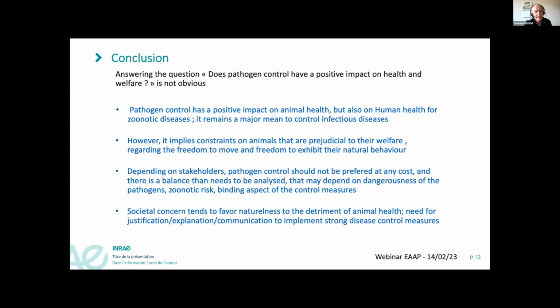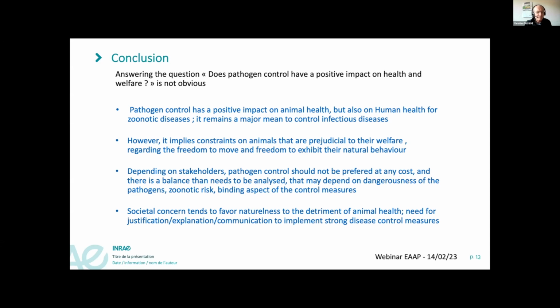However, it implies constraints on animals that are prejudicial to their welfare regarding the freedom to move and freedom to exhibit their natural behavior. And depending on stakeholders, pathogen control should not be preferred at any cost, and there is a balance that needs to be analyzed. And I think this balance should depend on the dangerousness of the pathogens, the zoonotic risk, and the binding aspects of the control measures were needed to take into account.